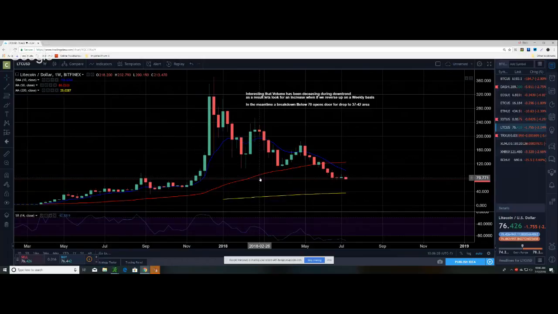So what I look for here is two things. Either we break down and close below the 70 area, and then I think we can drop to 37 to 42. So I'm still leaning down on LTC unless it reverses. That would take us right back to this 200 SMA area and also these lows from back in October and September of 2017. So keep that in mind. We might have a really nice short trade.